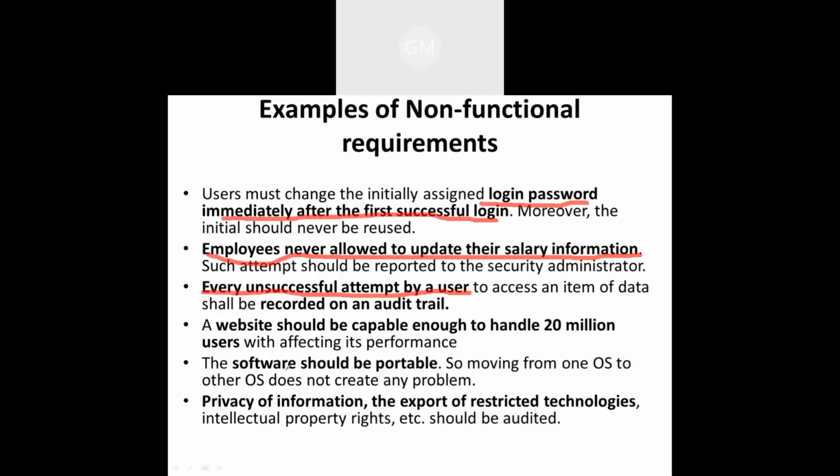If more than 100 people start using the system, it is going to slow down. That means system performance is going to be affected. So that comes under the non-functional requirement. Now the next example is that software should be portable. That is a non-functional requirement.